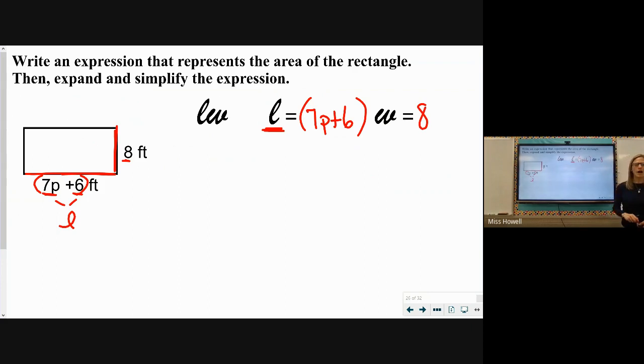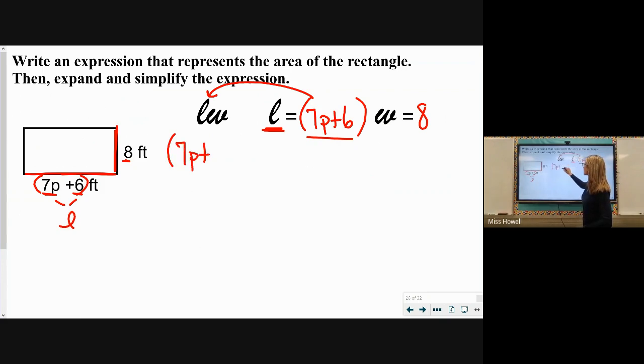All right, L is out. That entire thing goes in its place. This whole entire thing is just going in here for letter L. So be careful. So L is out. 7p plus 6 goes into its place. All right, this W is out next, and 8 goes in its place.